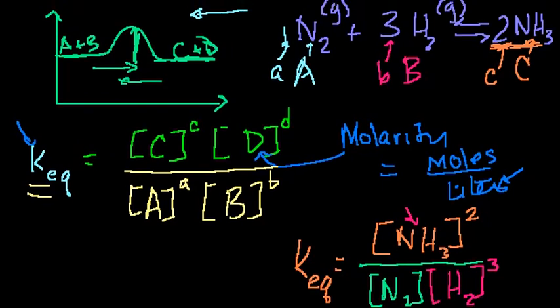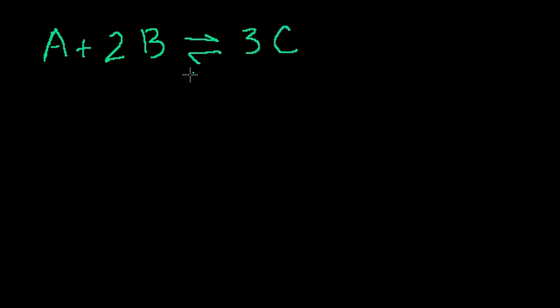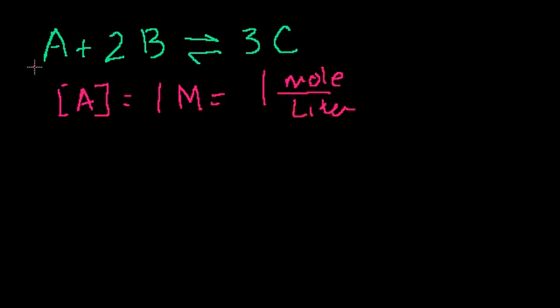Let me just do an example right now. So let's say I have some molecule A, plus, 1 mole of molecule A plus 2 moles of molecule B are in an equilibrium with 3 moles of molecule C. And let's say that once we're in equilibrium, we go and we measure the concentrations, and we figure out that the concentration of A is 1 molar, which is equal to 1 mole per liter. That's the concentration of A.